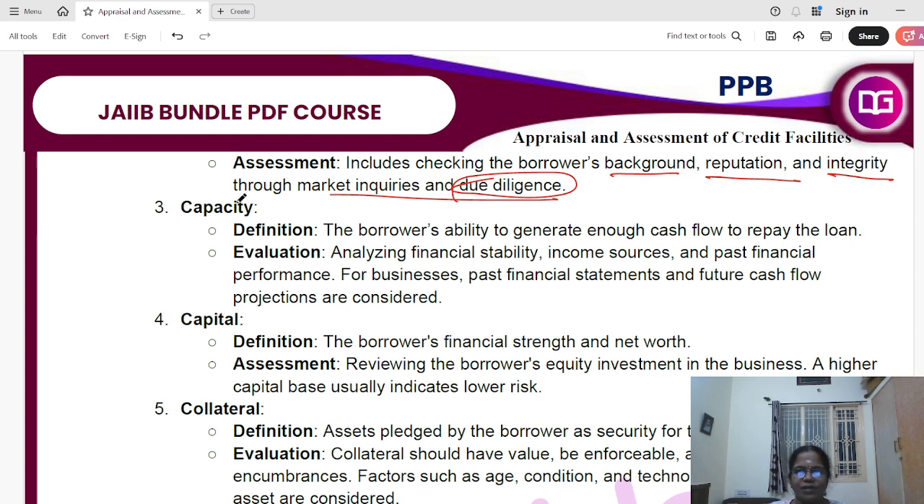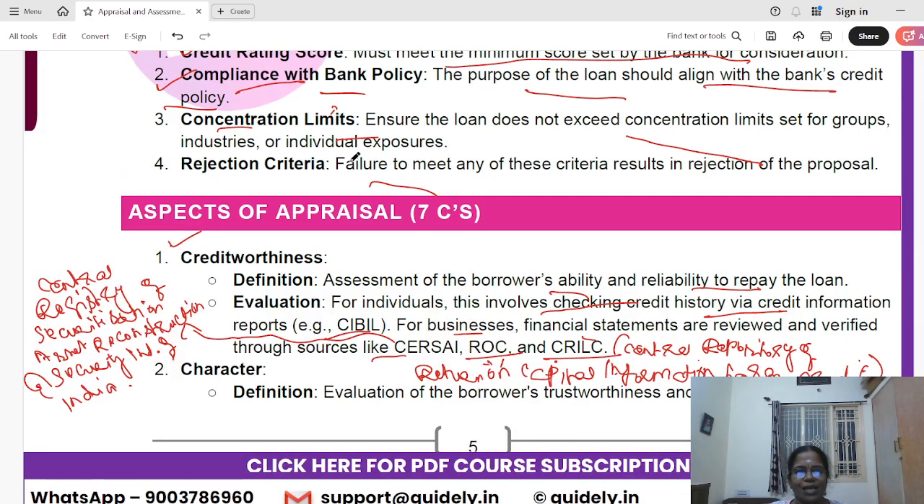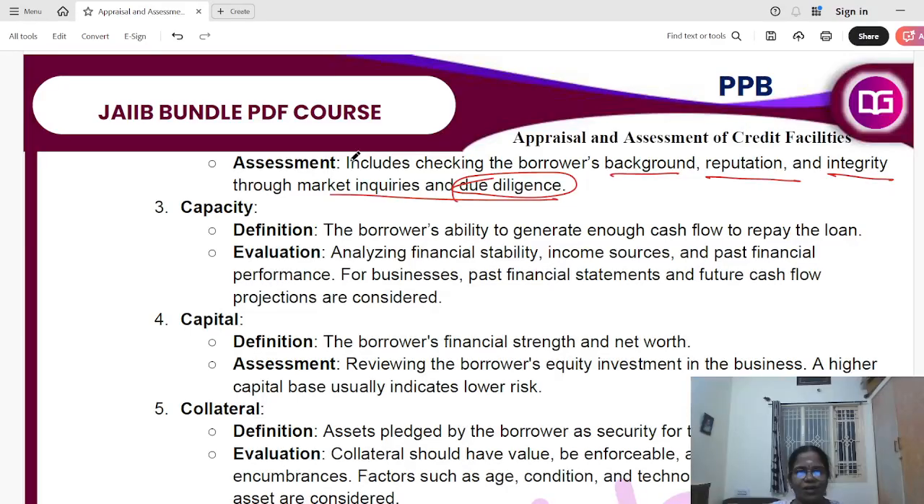Next, we have discussed credit worthiness and the character of a borrower, then capacity: the borrower's ability to generate cash flow to repay the loan, how they are generating the income, how they are generating the inflow of cash in order to repay the loan amount. So that is the capacity of the borrower.